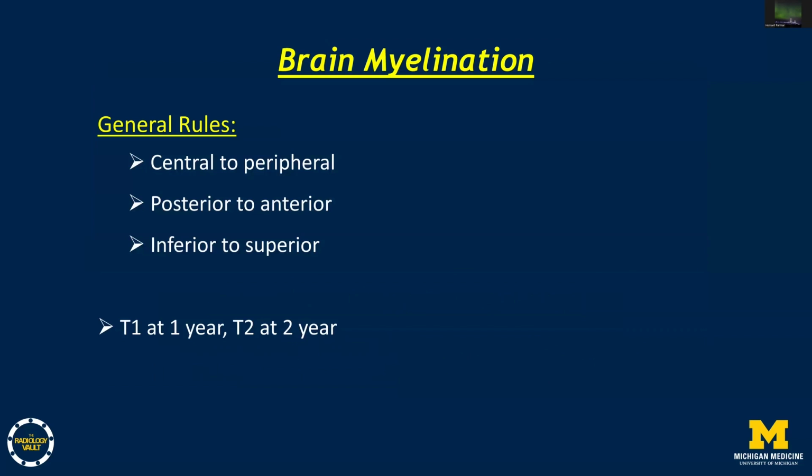So to conclude, remember myelination follows certain directions, that is central to peripheral, posterior to anterior, and inferior to superior. And another good way to remember is T1 myelination is almost complete at 1 year. Myelination on T2 weighted image is almost complete at 2 years of age.